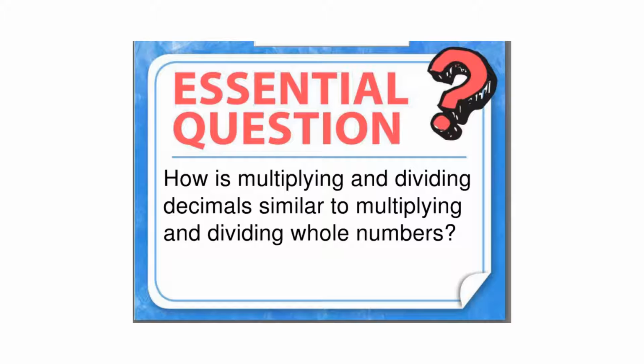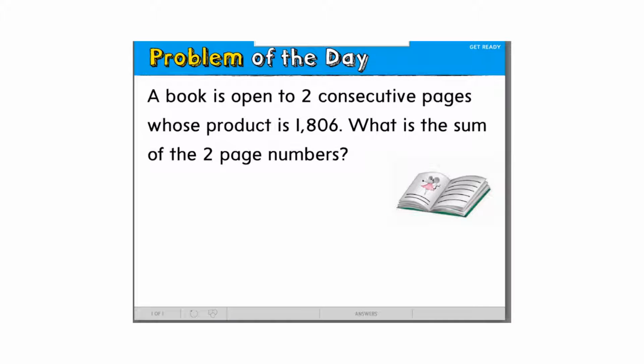So hopefully you saw a similarity between what we did yesterday and what you did when we worked with whole numbers at the beginning of the year. You'll see that again in a few minutes. So here's your problem of the day. A book is open to two consecutive pages whose product is 1,806. What is the sum of the two page numbers? So before we can start to answer this question, we have to know what all of these words mean.